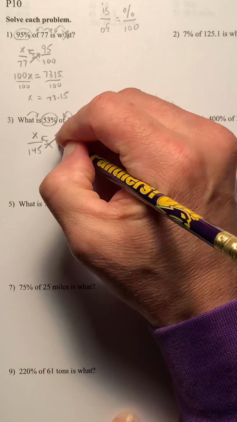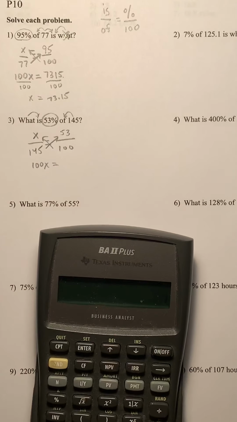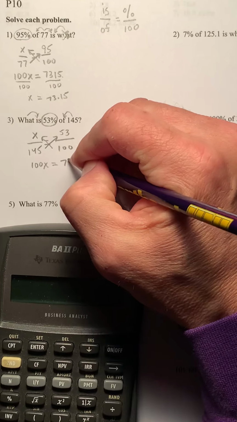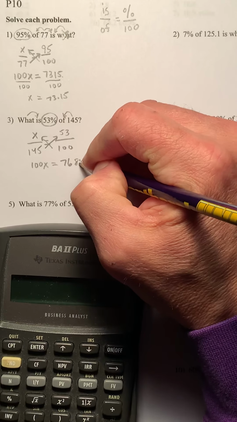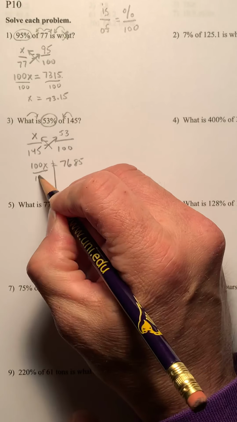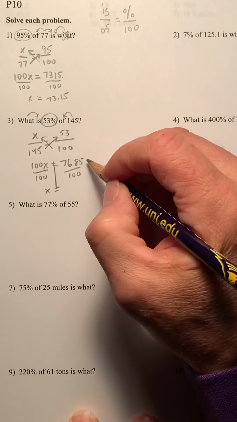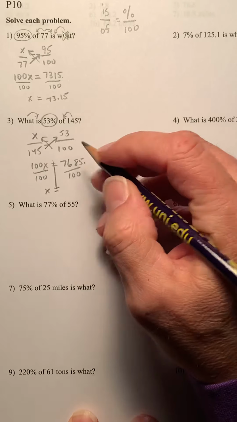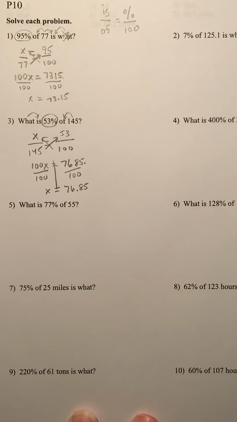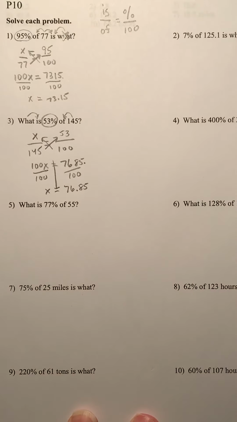We cross multiply. We get 100x is equal to 145 times 53, 7,685. We divide by the 100 that's next to the x. And again, if you remember how to divide by 100, we're moving the decimal from the end here 2 places, 76.85. You can always type that into your calculator if you don't remember that. And they're not asking for a percent, so we just leave our answer without a label.